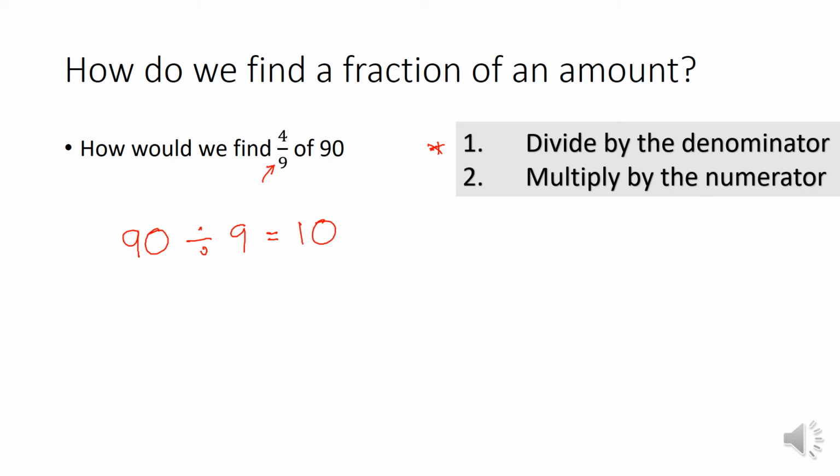So we've got what 1/9 is. Let's work out what 4/9 is. We need to multiply by the numerator, so we're going to multiply by 4. We've got our answer 10, we times by the numerator, which gives us 40. So that tells us 4/9 of 90 equals 40. Brilliant. So basically, key steps: divide by the denominator, multiply by the numerator.